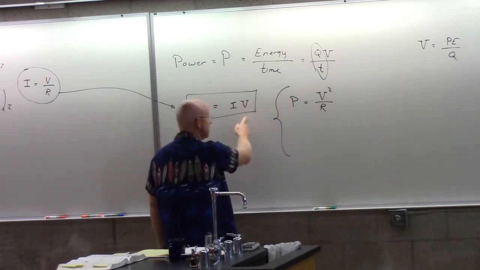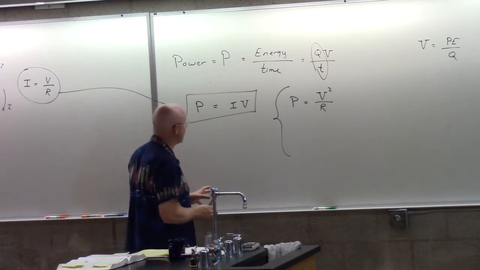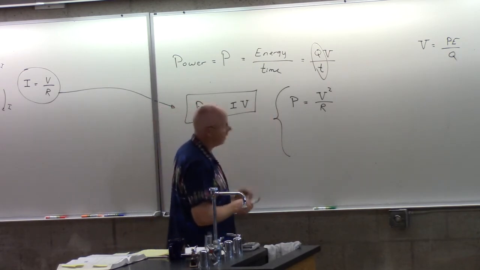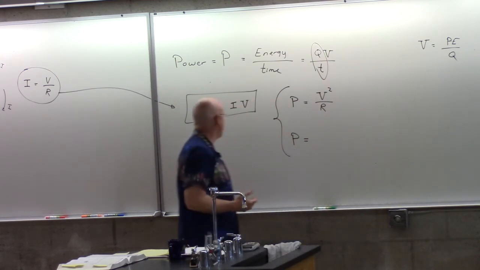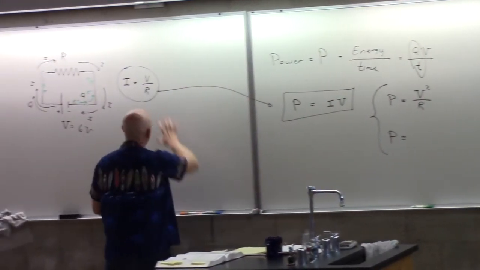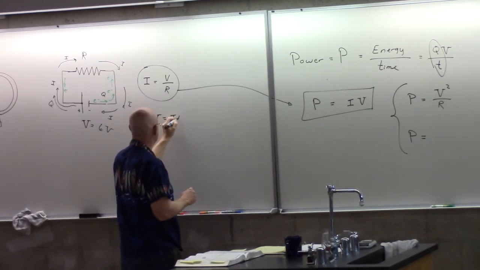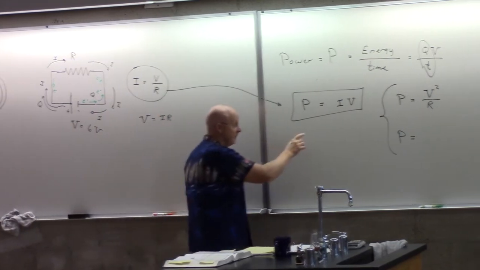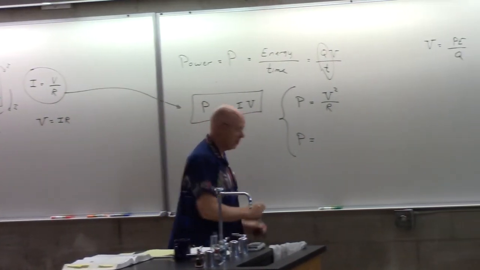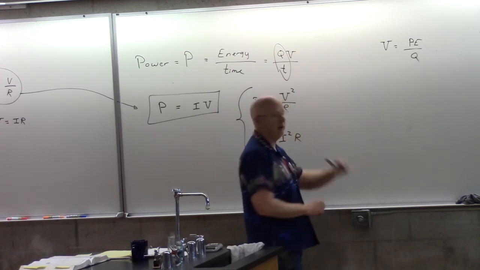And so these two are the same thing when you put them together, but sometimes it's nice to see the alternate forms. I could do the same thing the other way. Why don't we rearrange this equation to say V equals IR and put that in for the V, and so then I would get I squared R.